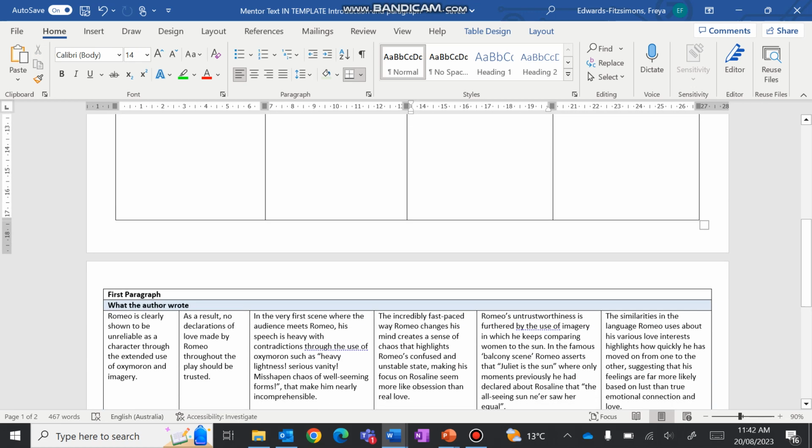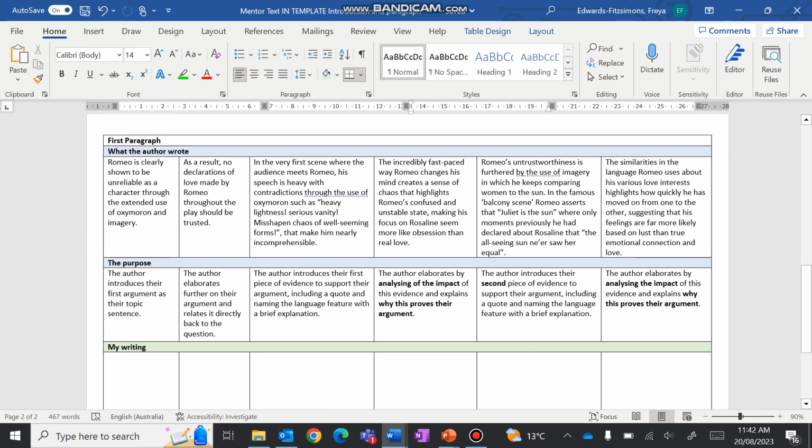The mentor text itself for paragraph 1, I have changed a bit. What I've tried to do is split up, to be clear, an embedded piece of evidence that I explain a bit, and then analysis, so that it is clear which bit is actually analysing the impact and connecting it back to the question.